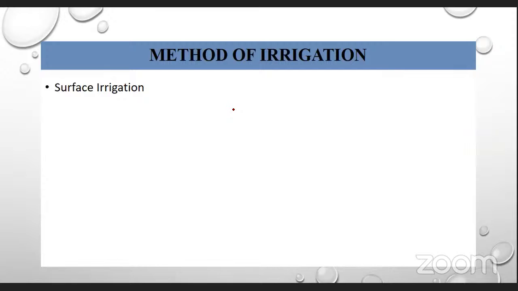Cablegation. Application. What is cablegation? Automated method of surface irrigation is cablegation, sir. Yes, it's correct. Then the remaining two, one is shallow.